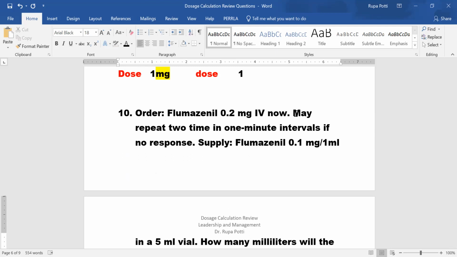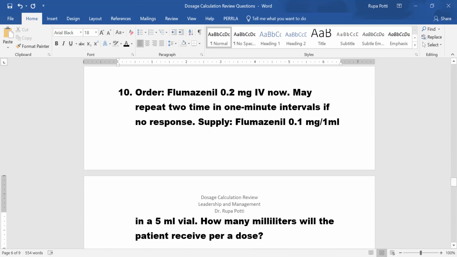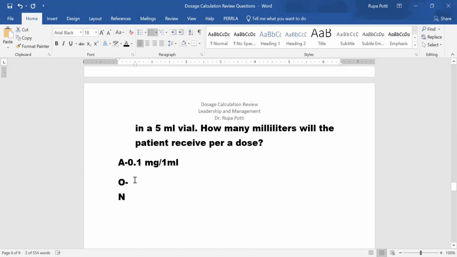Sometimes when you have problems like that, it may have something to do with the answer, but in this particular problem, if you really see it, all you need is to give 0.2 milligrams IV now, but it is not asking you any repeat dose or something like that, right? So it is only some information that you're having, so you can safely exclude that information. So your dose that you'll be giving is 0.2 milligrams. So this is your order, right?